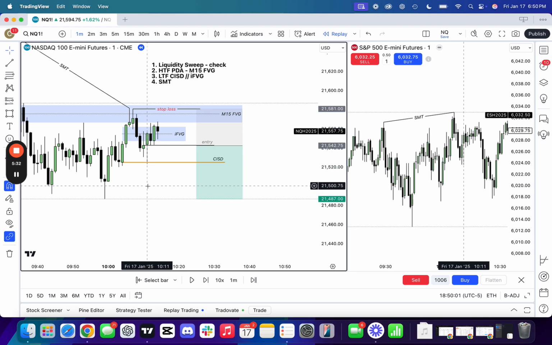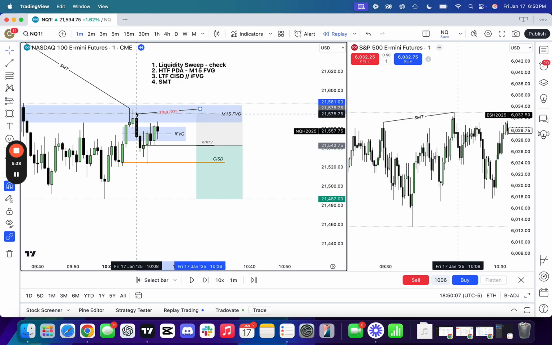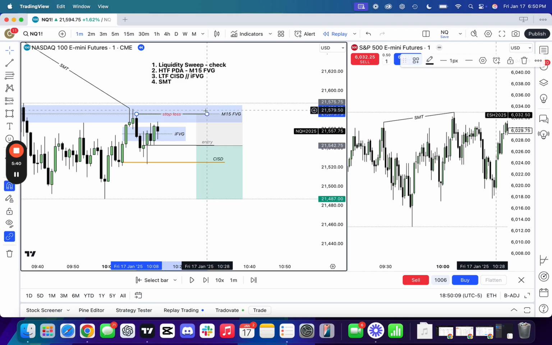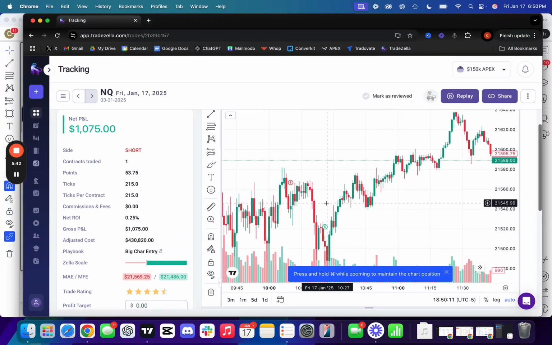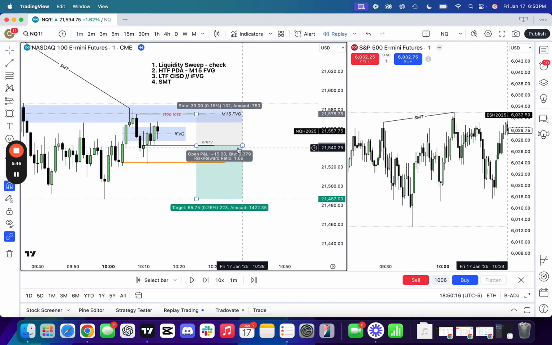Okay. This was my trade. Actually, my stop, I think my stop was here. I don't really remember. Regardless, I didn't get stopped out, so that doesn't really matter. But this was my trade.